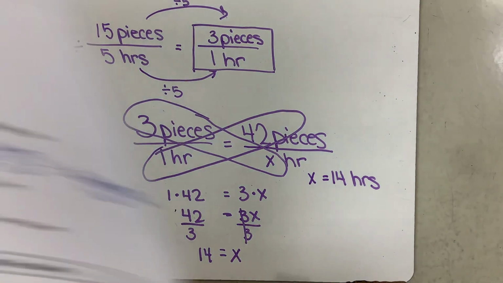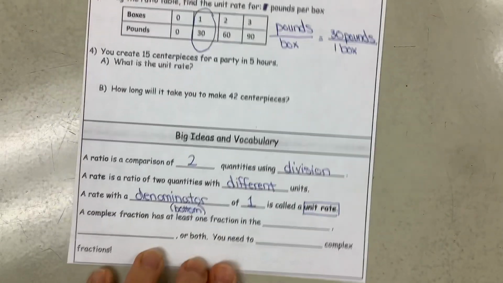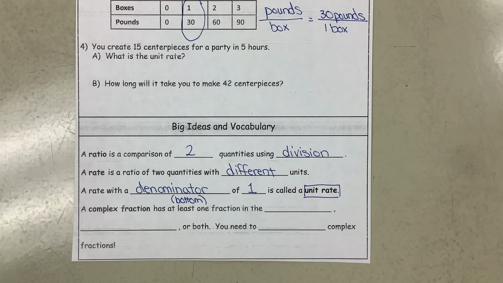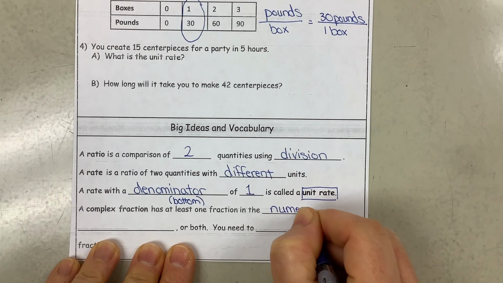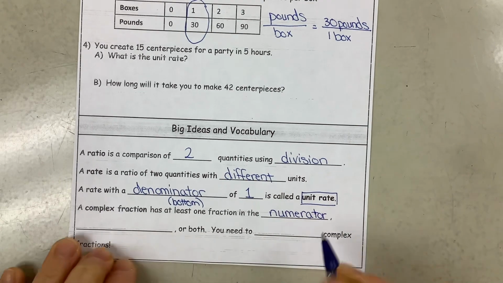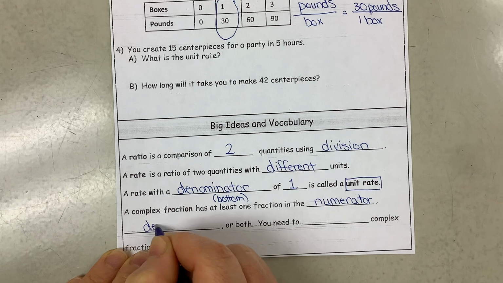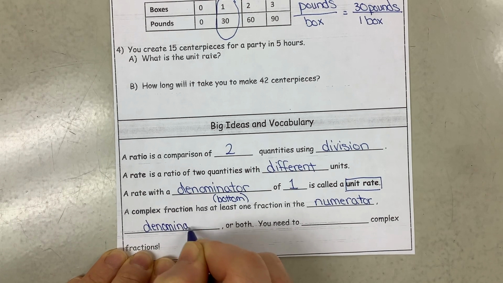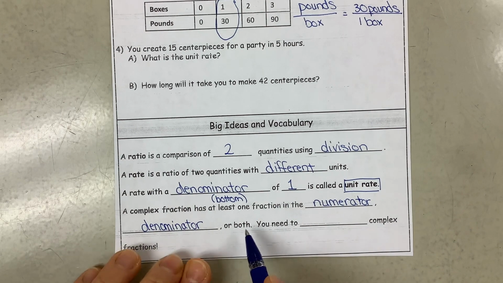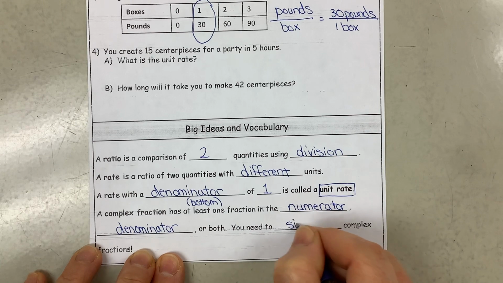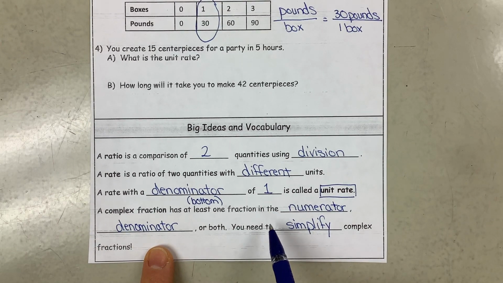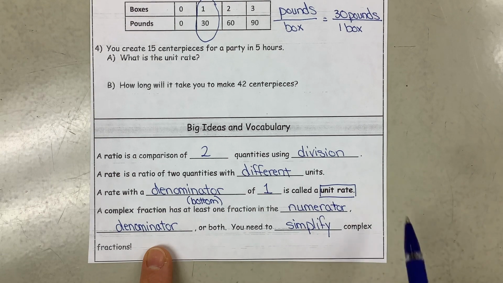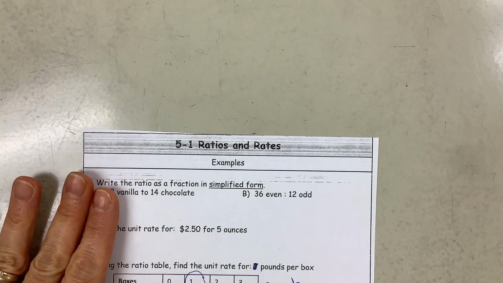Now we have one more definition on our page, so we're going to come back over here for a minute. We are going to go through some of these complex fractions in class. So a complex fraction has at least one fraction in the numerator, which is the top, or in the denominator, or both. Basically it's very messy, and so you need to simplify complex fractions. You'll do a lot of work with these in later grades, but right now with our rates, often they are fractions, and so sometimes we'll have a fraction divided by a fraction. So this is section 5.1. This is about ratios and rates.